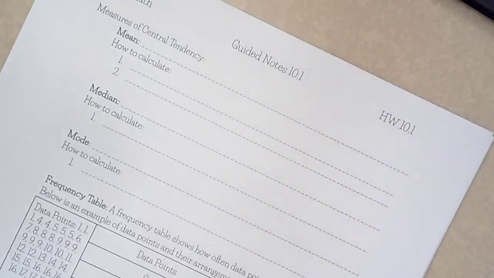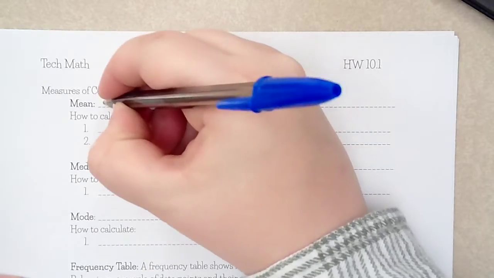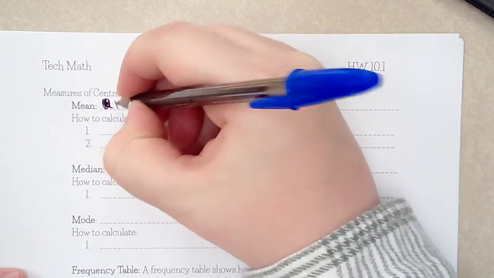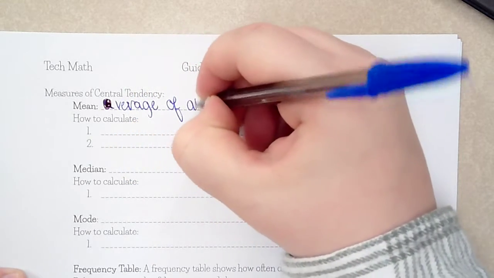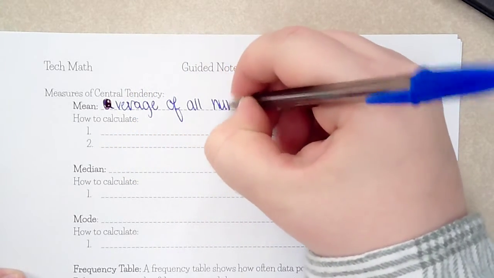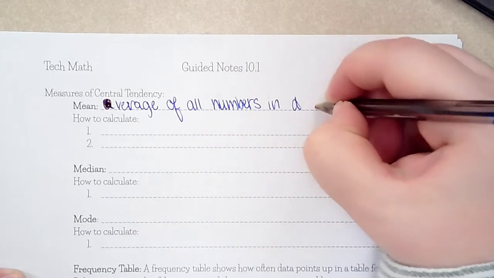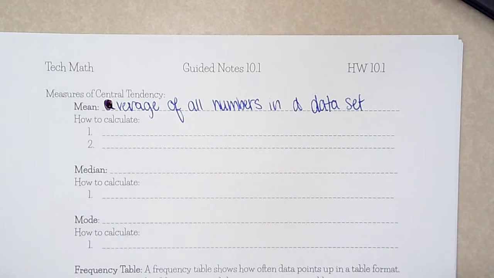The first one we're going to be talking about is mean. Another name for this is the average. The average of all numbers in a data set.